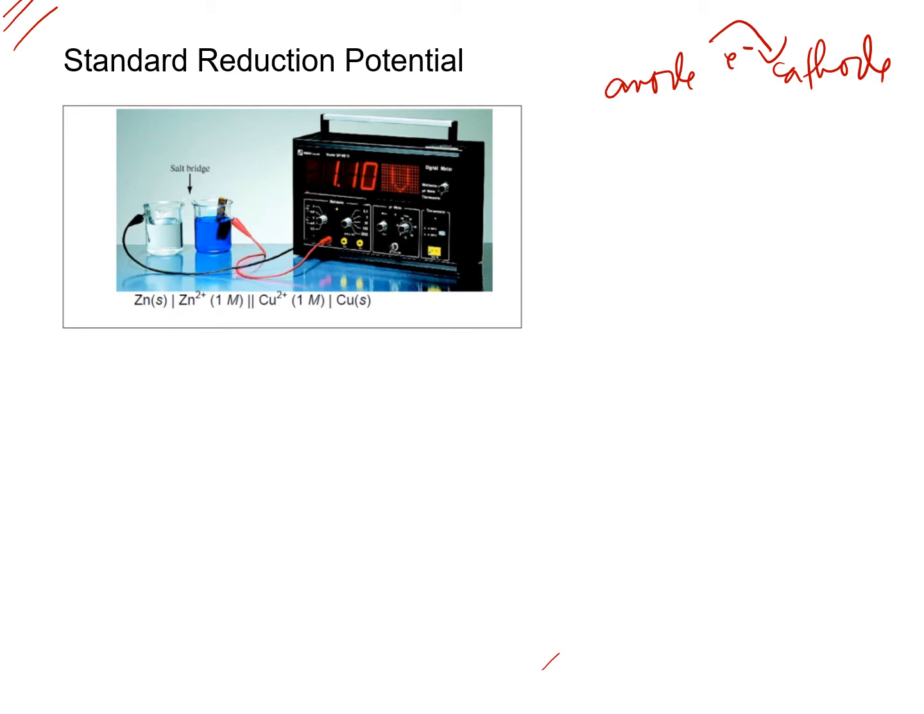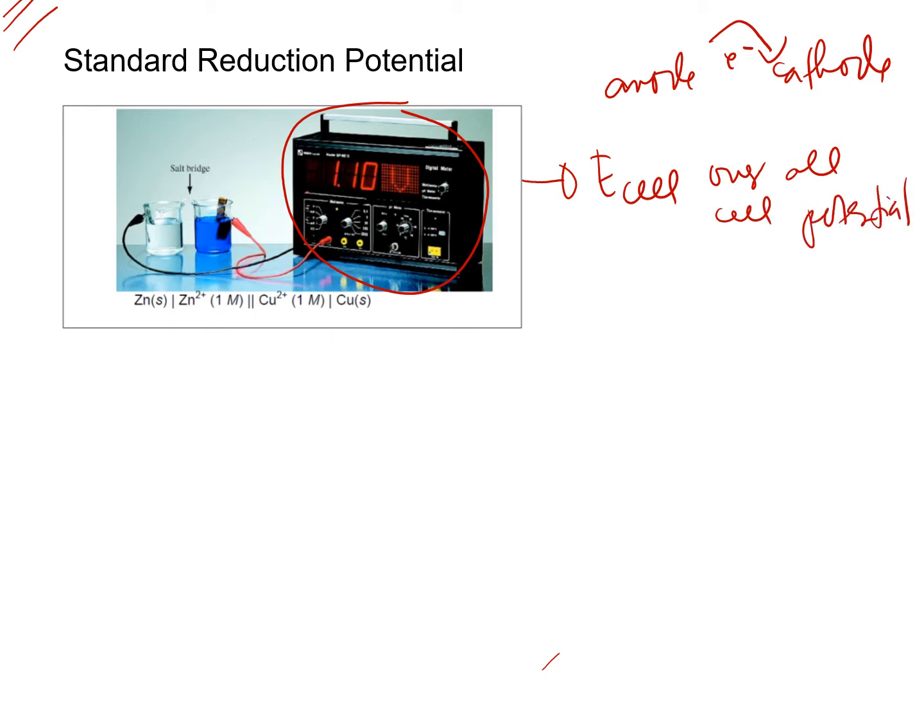And this current is actually measured by our voltmeter. So this is measured in volts. Basically the measured volt is the overall cell potential. So this is the E cell. This is the overall cell potential, meaning for the two half cell reactions. And this varies with concentration, temperature, and of course the metals or the ions that are used.